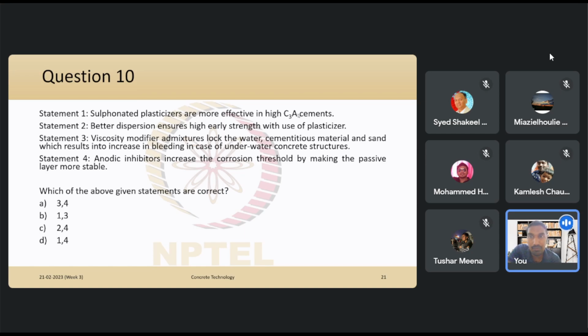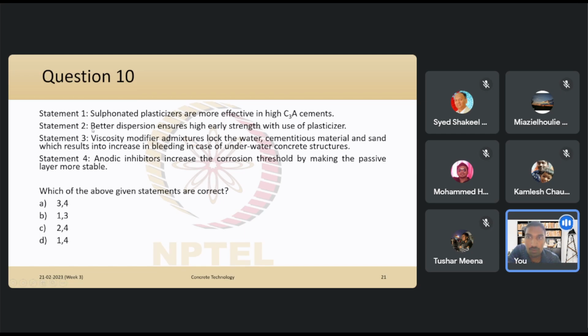Similarly, the sulfonated plasticizers also react in a similar manner with C3A. Therefore if we have cements with high C3A, then the sulfonated plasticizers will be reacting with the C3A, and their effectiveness as a water reducing agent will come down. Because they will be reacting more with the C3A, they will not be producing their water reducing effect. So statement 1 is incorrect, which is saying that it will be more effective. Actually it will be less effective when C3A is high for sulfonated plasticizers.